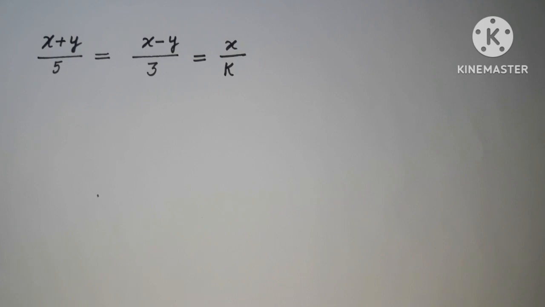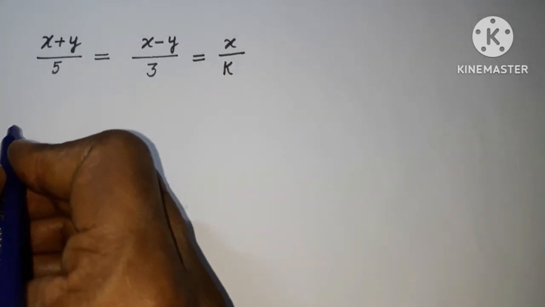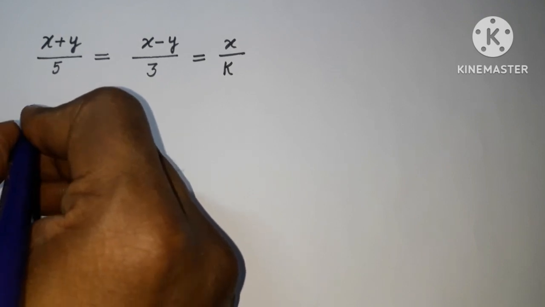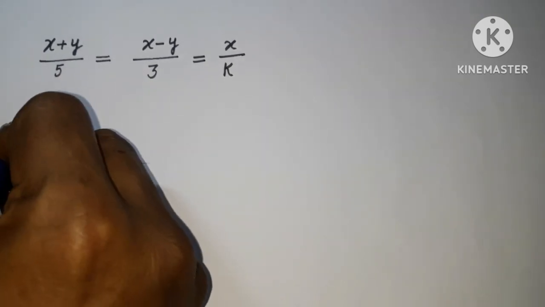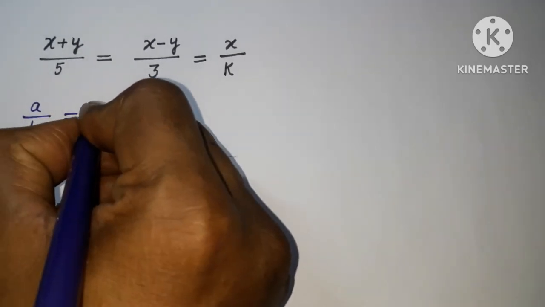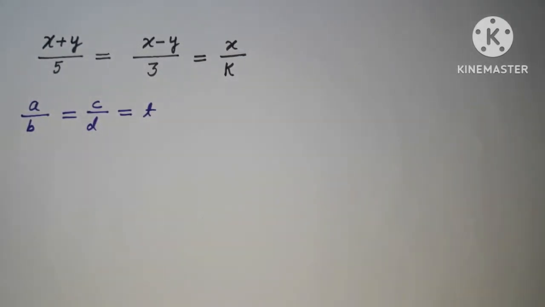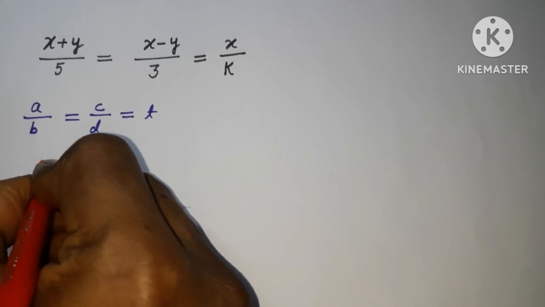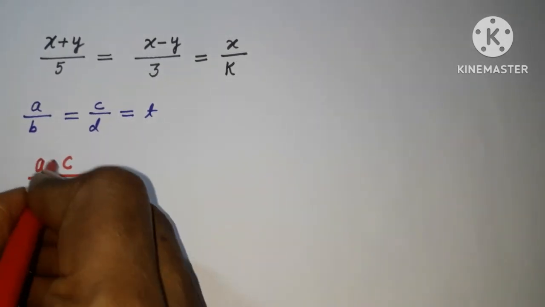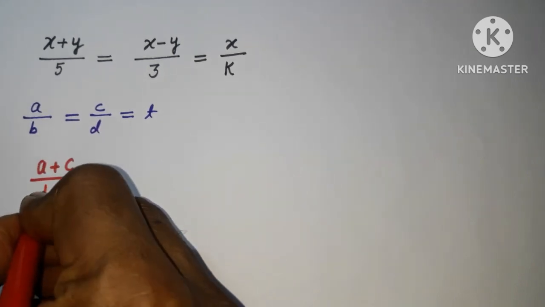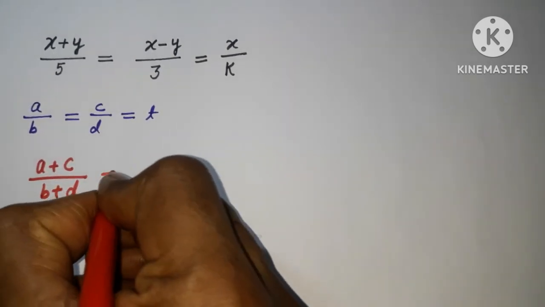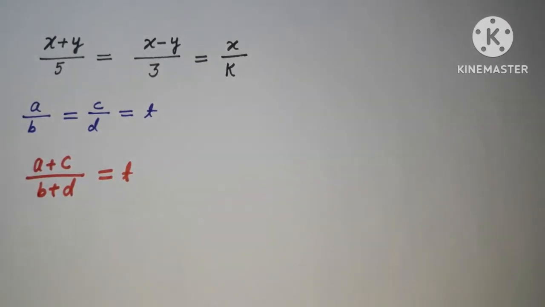So here we have one property. That property is of ratio. The property says that suppose a/b = c/d, and that is equal to t, where a, b, c and t are integers. So this property gives us one formula: if I add the numerators, a + c, and divide by the sum of the denominators, b + d, this also gives us t. This property I am going to use to solve this question.